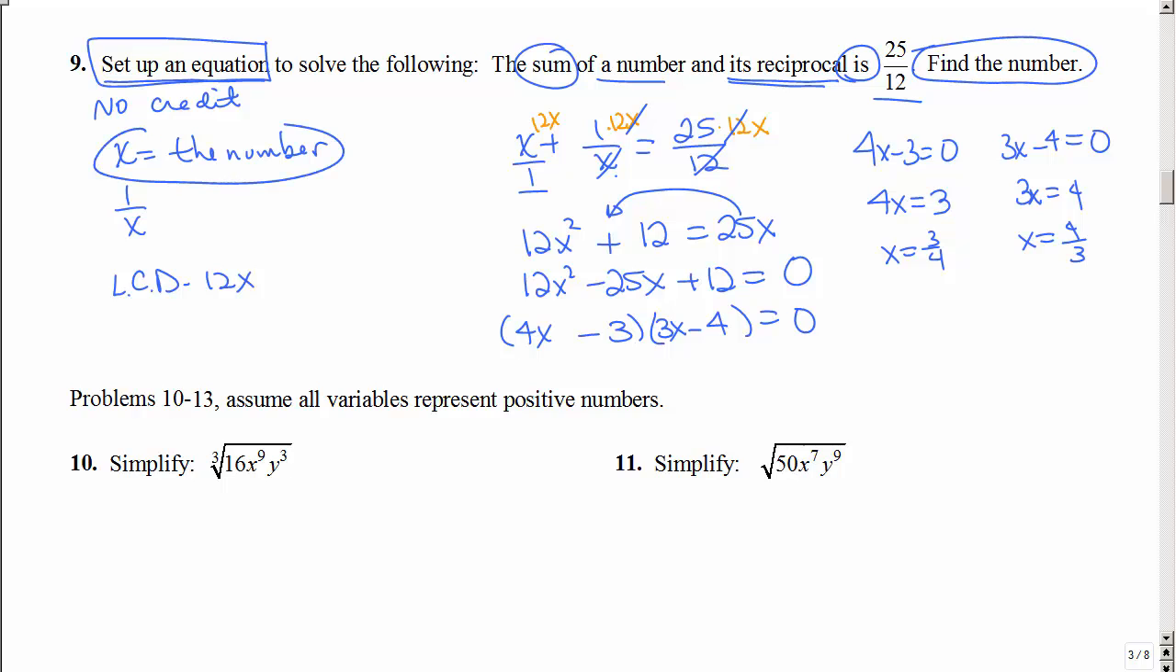Well, x was the number, and I actually have two possibilities. That's okay. And if you look at those two numbers, they are reciprocals of one another. And if you add 3/4 plus 4/3, find a common denominator, you're going to get 25/12. So again, even though it says the number, two solutions.